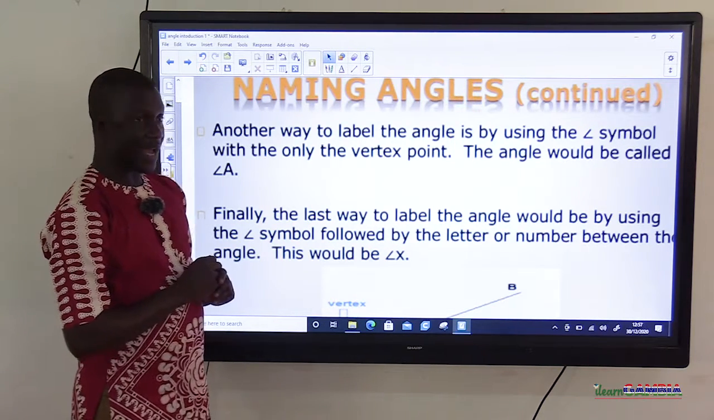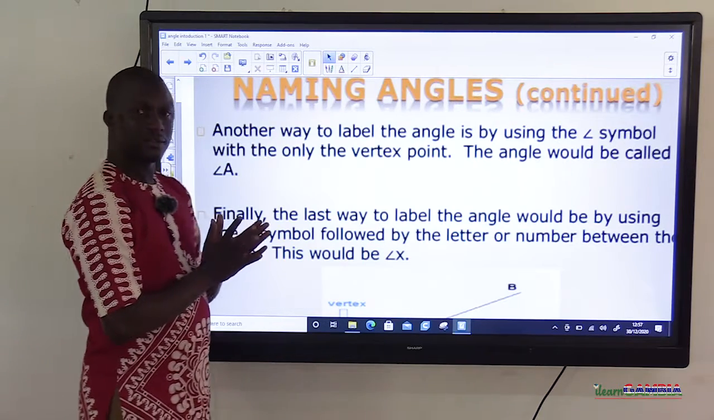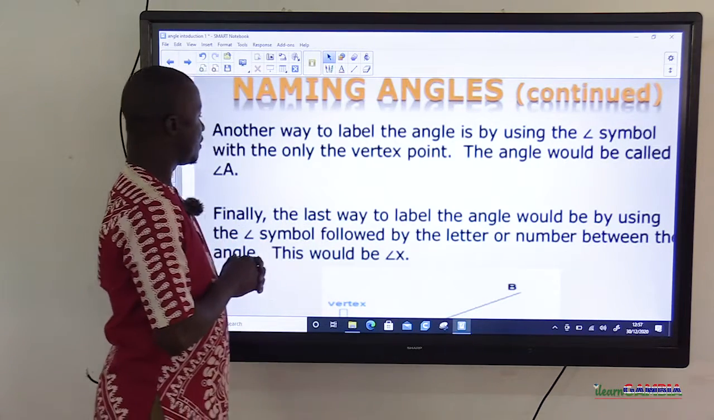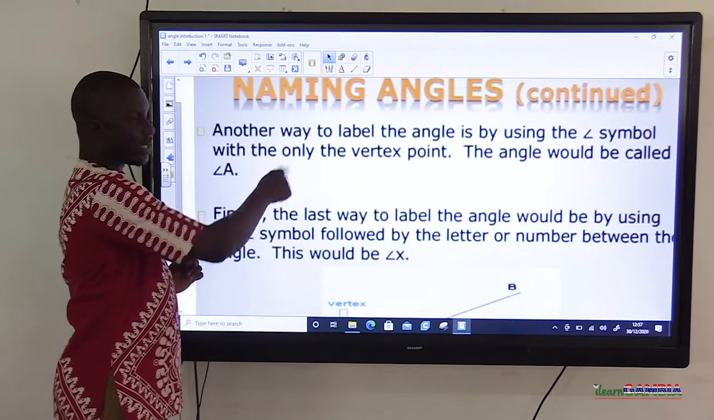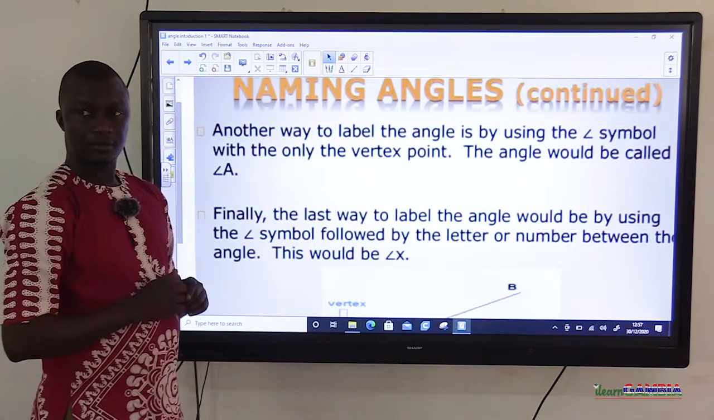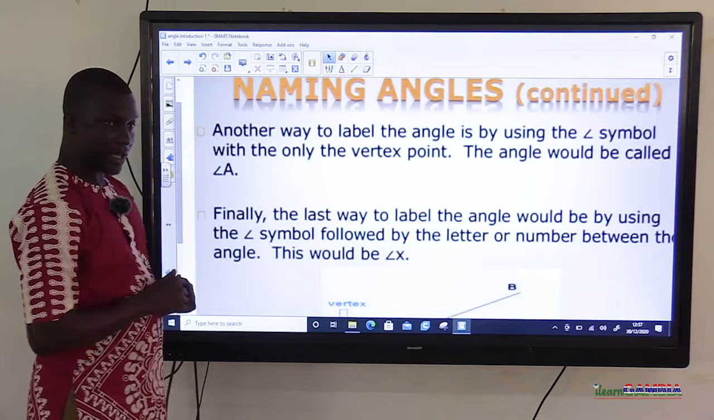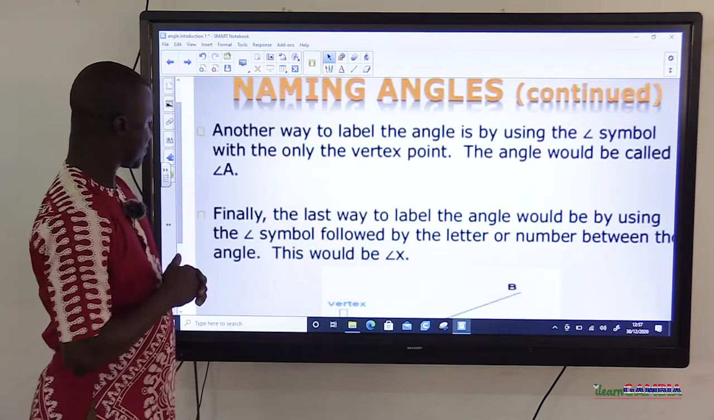As we said before, the vertex is where the two arms meet, which happens to be the angle. So the letter there could be used just to name the angle, say this is angle A, because it represents the vertex, and the vertex is where the angle is.